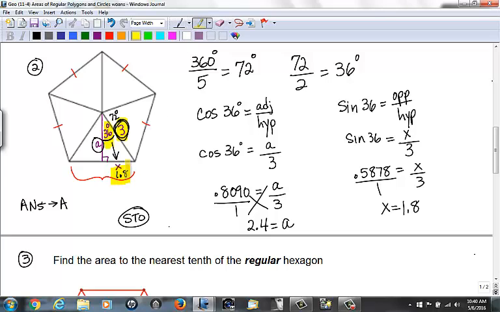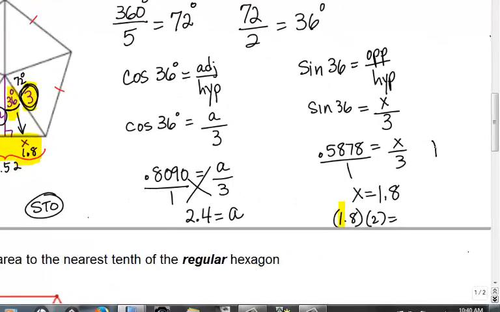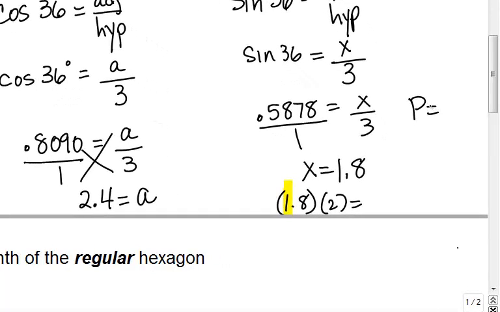Now I need this whole side. So to get the whole side, multiply it by 2. So multiply 1.8 times 2 to get the side. So on your calculator, take the 1.7634 times 2. I get 3.52, 6, 7. Now, to get the perimeter, I have 5 sides. I now know one of them. So take what's on your calculator times 5, and I get the perimeter is about 17.6 something.